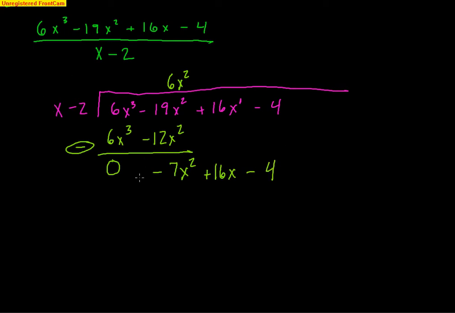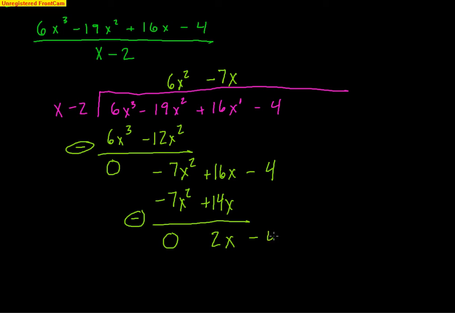How do I turn an x into a negative 7x squared? I need a negative 7x. X times negative 7x is negative 7x squared. Negative 2 times negative 7x is positive 14x, and I'm going to subtract again. Negative 7 minus negative 7 is negative 7 plus 7, which is 0. 16 minus 14 is 2x, and then drop down the minus 4.